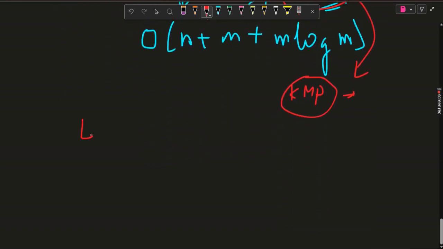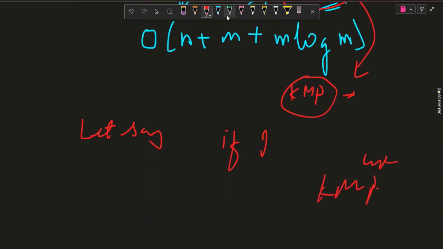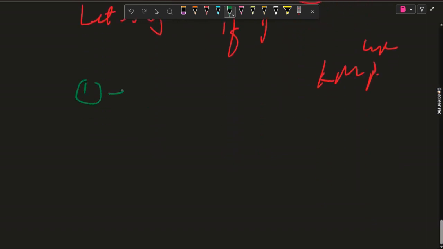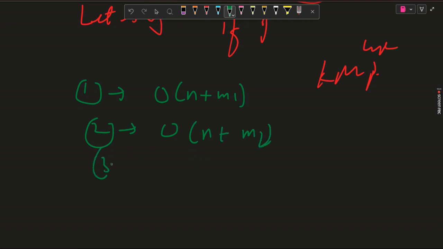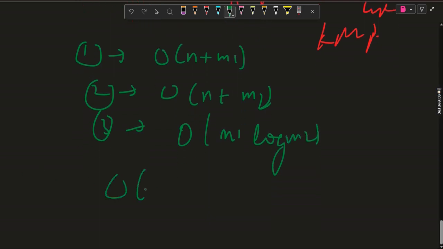So let's say if I use the KMP algorithm, then step one will be of big O of n plus m1. Step two will be of time complexity big O of n plus m2, and step three will be again the same, big O of m1 log m2. And if I check the overall time complexity, it would be big O of n plus m.